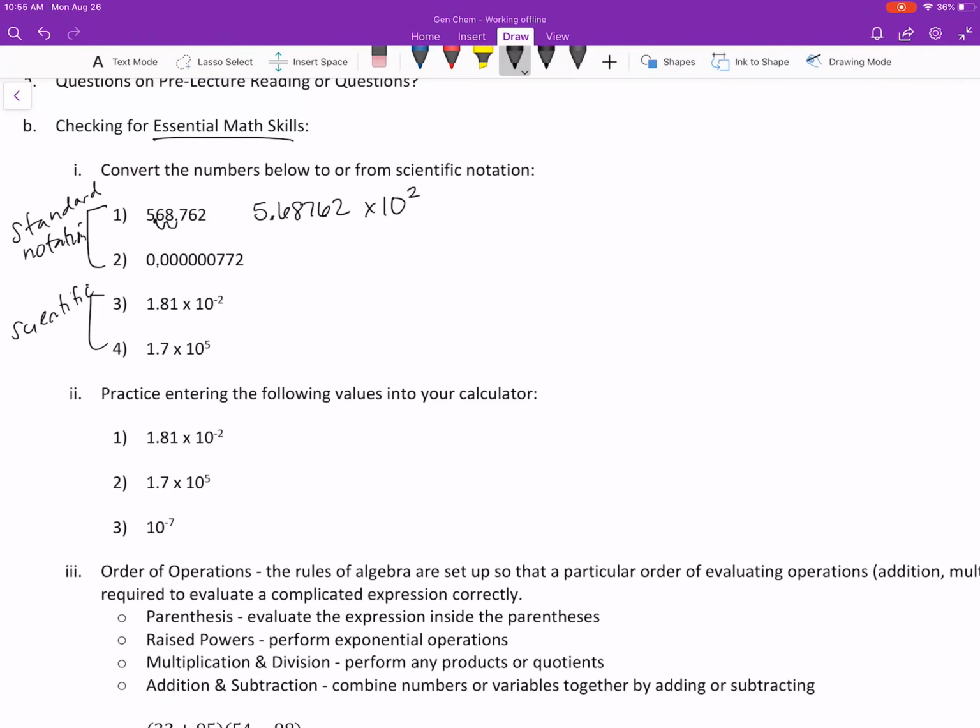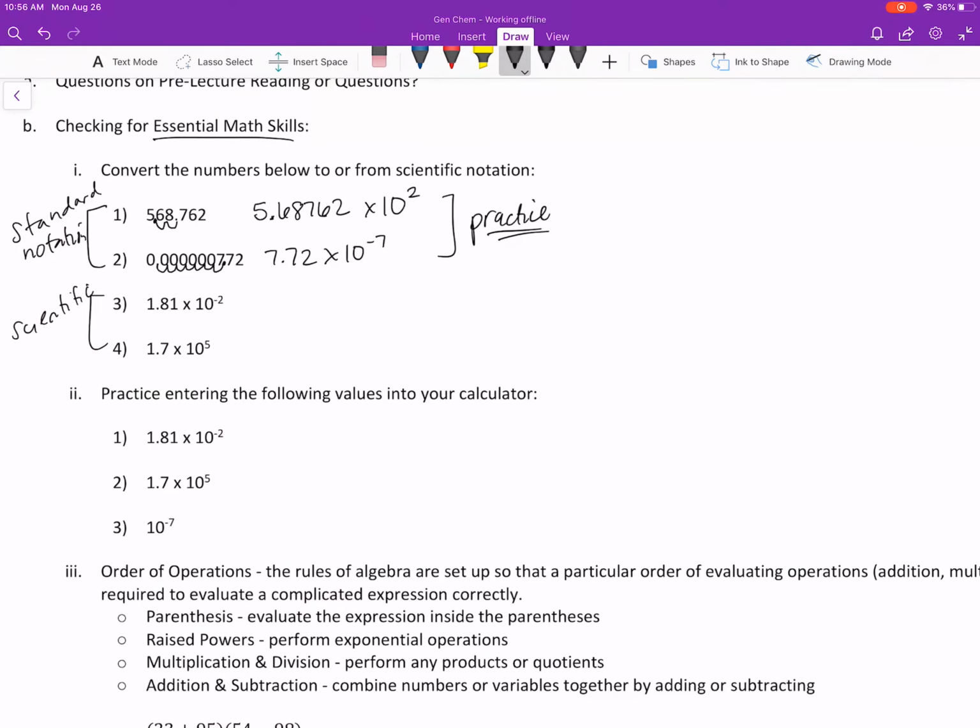Now, to do this one, we're just going to go 1, 2, 3, 4, 5, 6, 7. Okay, so the 7 and the 7 are the first 2 non-zero numbers when you read from left to right. And because we moved the decimal place 7 places to the right, it's going to have a negative exponent. Okay, so make sure to practice these if you are not familiar or it's been a while.